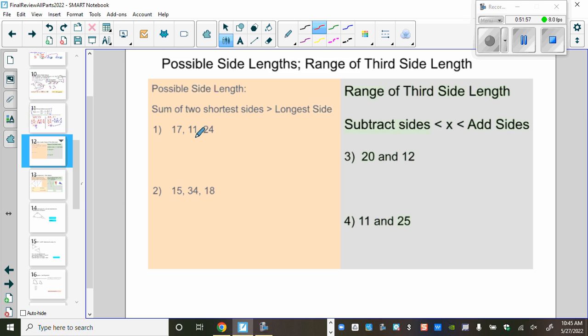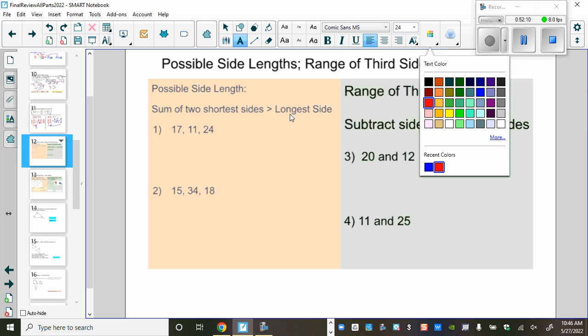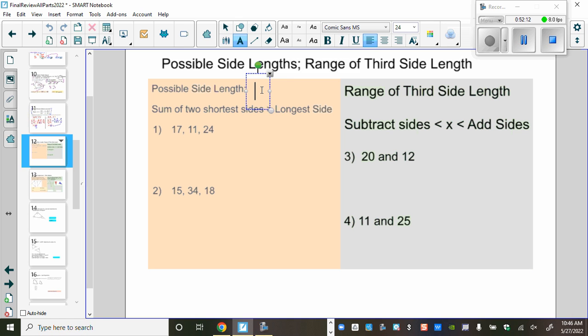So if I give you three numbers to see if they're possible side lengths, I should have specified, of a triangle. So you might want to add this in real quick. I'll put it in red. It should say of a triangle. And same thing here.